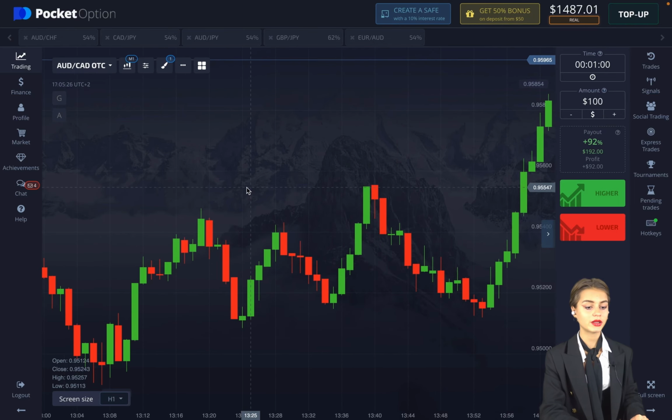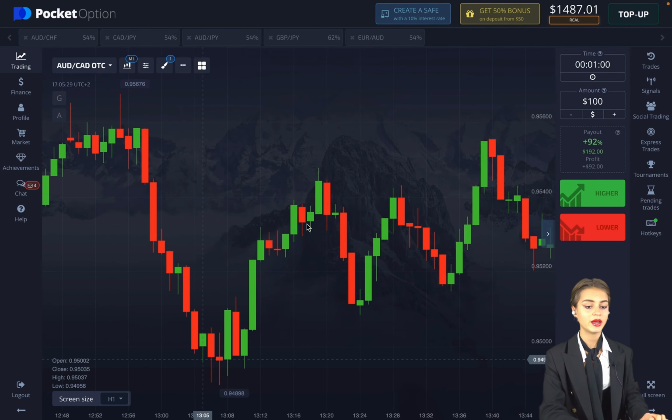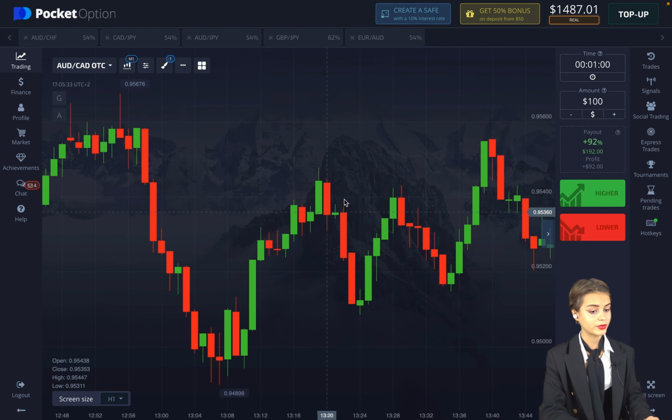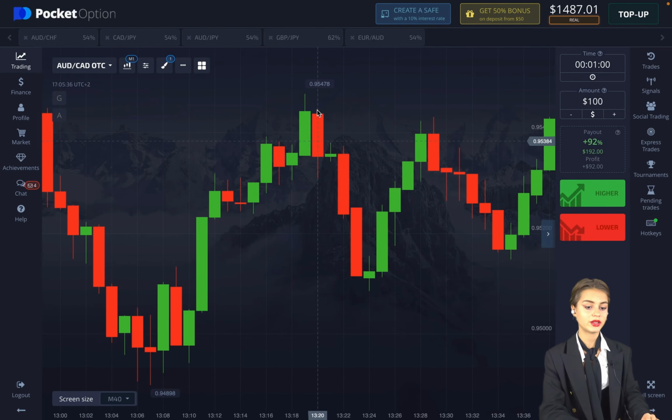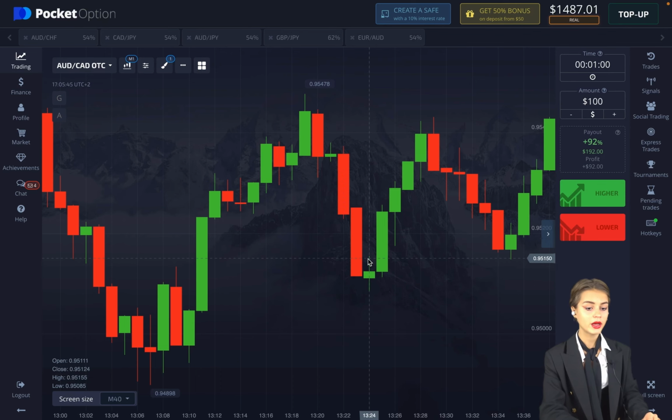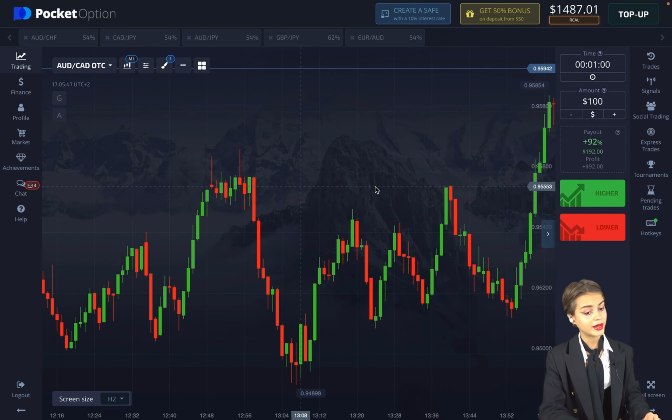We have a particular growth, and as you can see, then such a pattern is being formed, bear engulfing. There's a red candle here, and its size is almost the same as the green one. It's engulfing the green candle, and after that a fall starts. Yep, not right away, not from the first candle, but still.